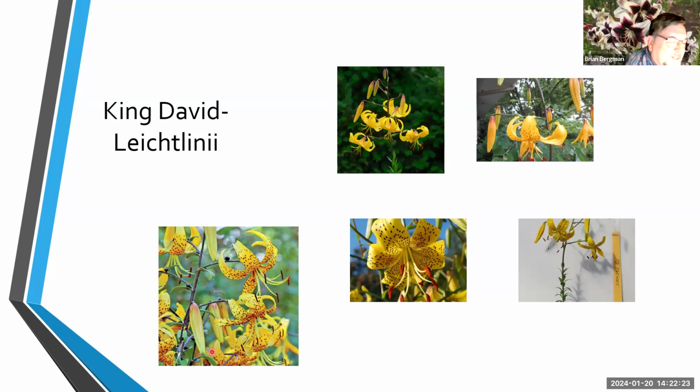Yeah. You have to look at the pedicels, look at the fur, where it is, and look at the bud color. And some Leichtlinii has black stems and some have green stems, depending on which subspecies, variety or variation it is. But King David is what is being sold now as Leichtlinii, I think.